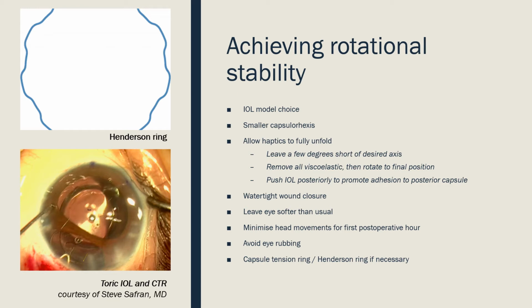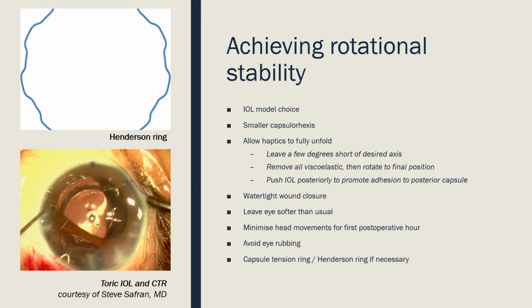Hydrophobic lenses tend to unfold quite slowly, so although they're very good for their rotational stability, you do need to ensure that the haptics are fully unfolded before completing the case. So I tend to leave the lens a few degrees short of where I want it to end up, then remove all the viscoelastic and rotate it to its final position. Rotating anti-clockwise is okay before the haptics are fully unfolded, but after that it may put excess strain on the capsule and the zonules. So if you do end up a few degrees beyond the required axis, it's best to rotate it all the way around again. I've heard some surgeons refer to this as the circle of shame, but it should really be considered a lap of honour, as it demonstrates your commitment to ensuring the best outcome for your patient.